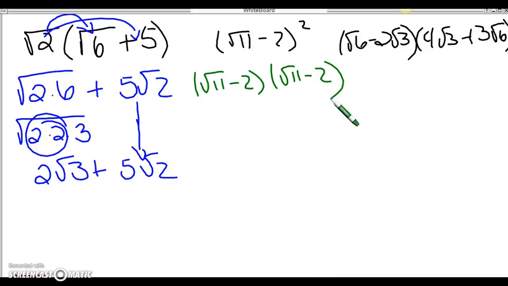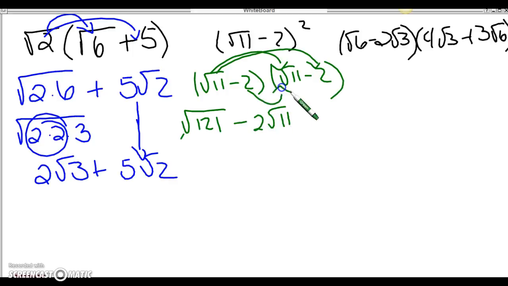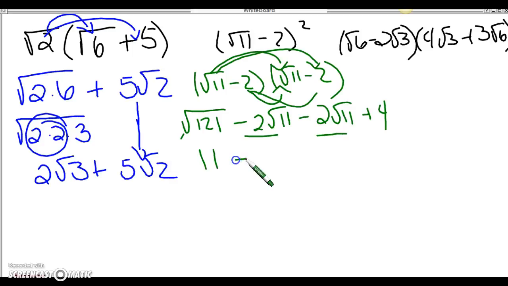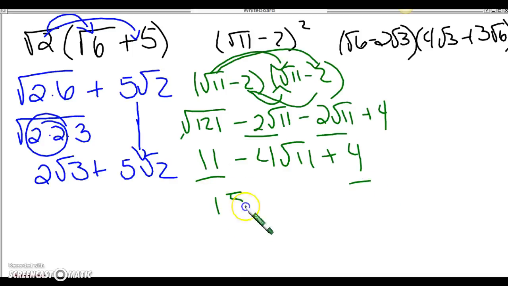Or I can write it out for those that don't remember. And I can use the distributive property. So I get root 11 times root 11, which is 11, but we'll write it as root 121. And 2 times root 11 is 2 root 11. Negative 2 times root 11 is negative 2 root 11. And negative 2 times negative 2 is positive 4. So I have my like terms. Well, this one is 11. Here, they add up, so they give me negative 4 root 11 plus 4. And so 11 plus 4 is 15. So I get 15 minus 4 root 11.